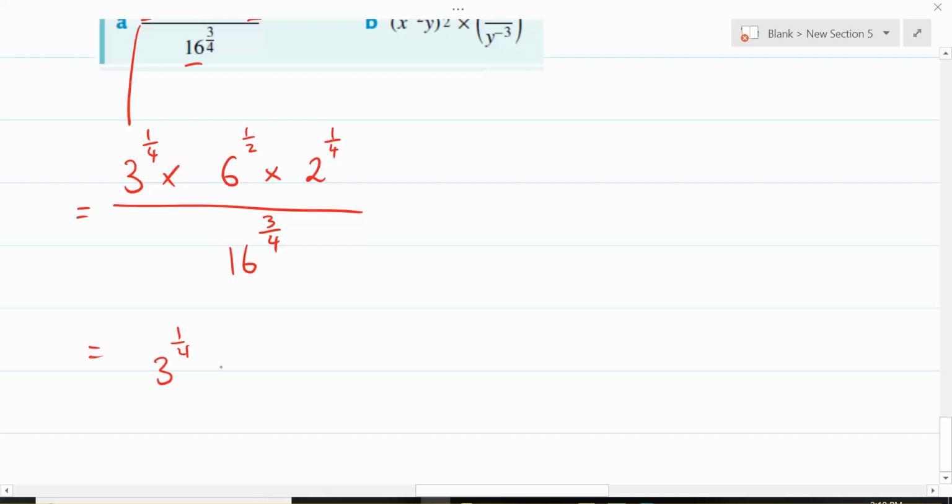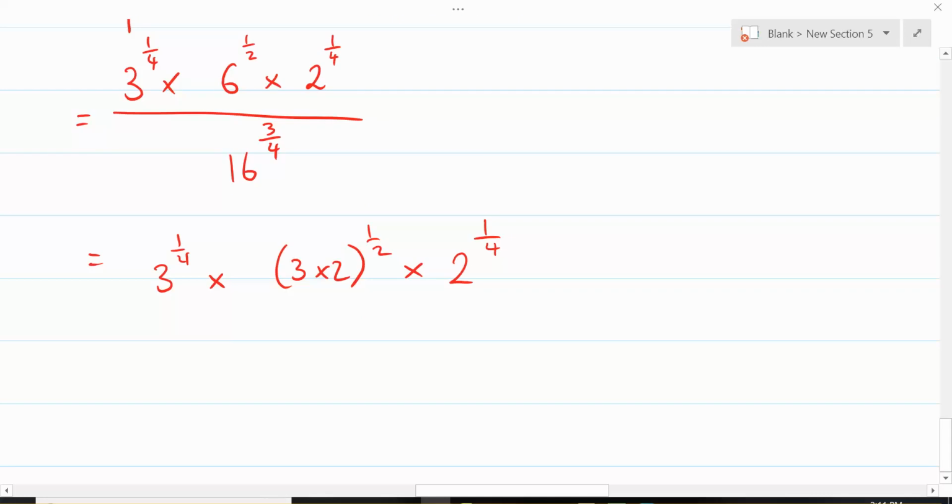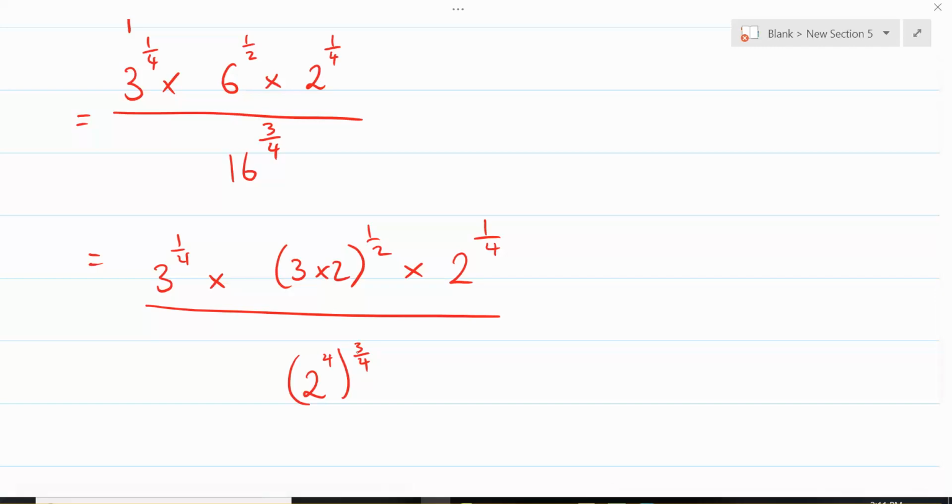3 to the power of a quarter times, now 6. You can break that into 3 and 2, so 3 times 2 to the power of a half, which is still the same thing as 6 to the power of half. Times 2 to the power of a quarter, which is still the smallest base, so I'll keep it. But 16, I can break that down to 2 to the power of 4. Now this is looking nicer. Now I've got 2 bases that are the same: 2, 2, and 2. Your job is to use the index laws and break it apart.